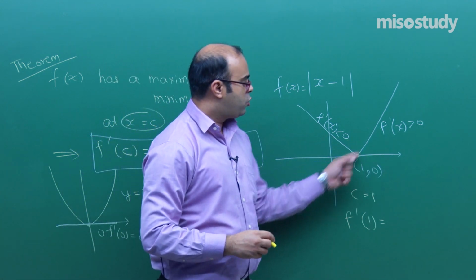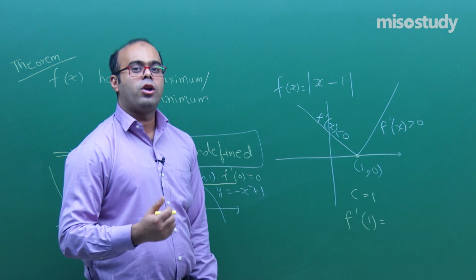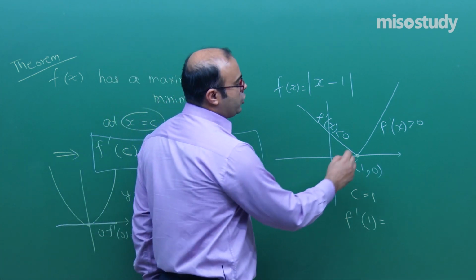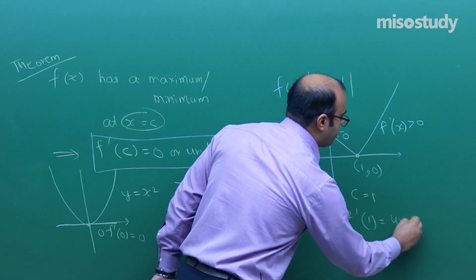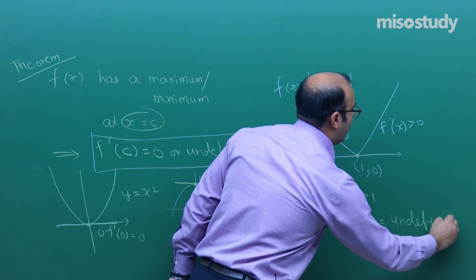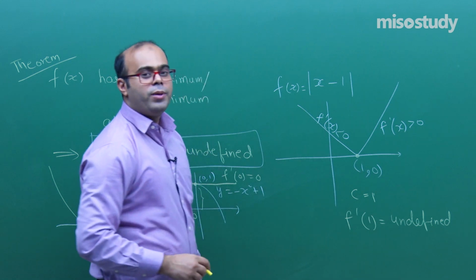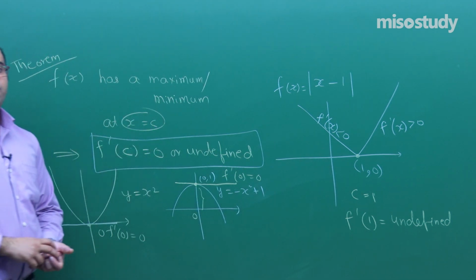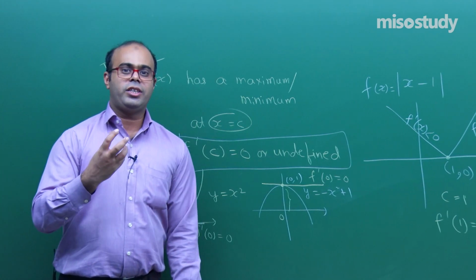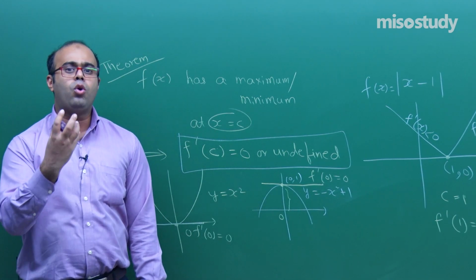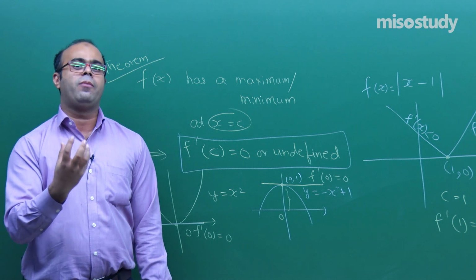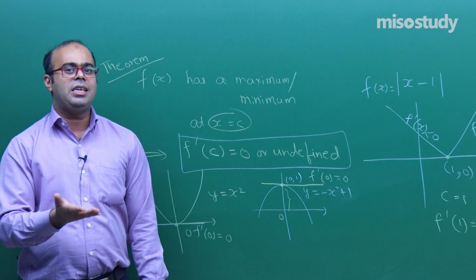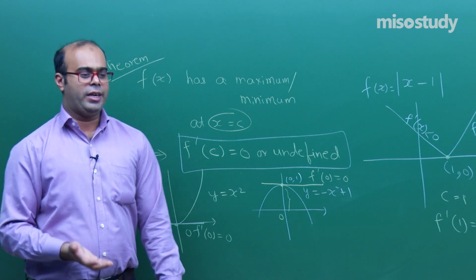Because the left hand derivative is not equal to the right hand derivative, as we already studied in continuity and differentiability, f dash of 1 is undefined. So, this is a point of minima, as we observe. This point of minima gives you the derivative undefined. So, what we learn here is that if the function has a local maximum value or local minimum value at a particular point c, then the derivative at that point c can be 0 or can be undefined.